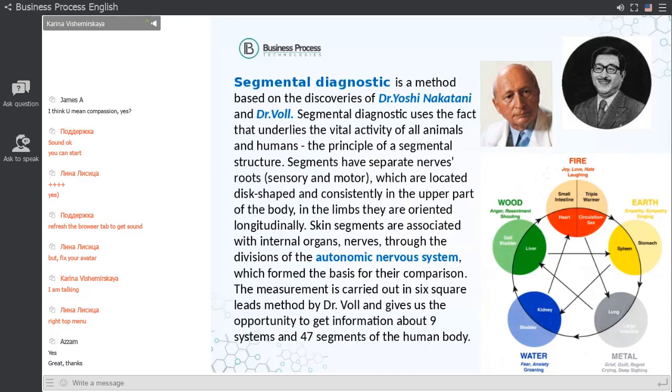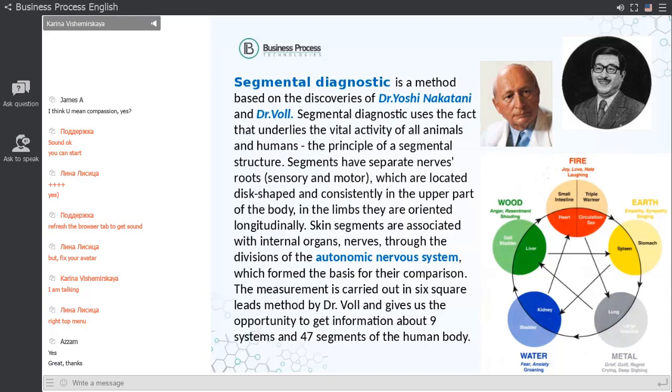Segmental diagnostics uses the fact that underlies the vital activity of all animals and humans, the principle of a segmental structure. Segments have separate nerves, roots, sensory and motor, which are located disc-shaped and consistently in the upper part of the body. And in the limbs, they are oriented longitudinally. Skin segments are associated with internal organs, nerves, through the divisions of the autonomic nervous system, which we measure. That's why I marked it with blue, which formed the basis for their comparison.